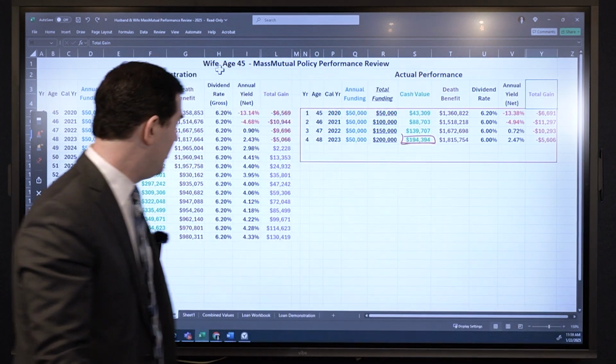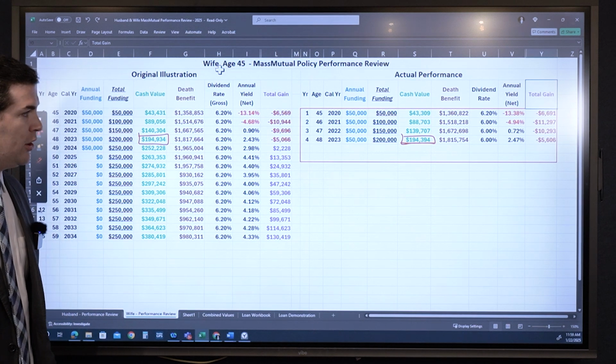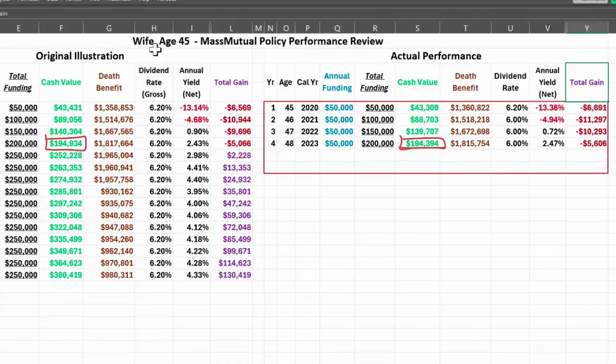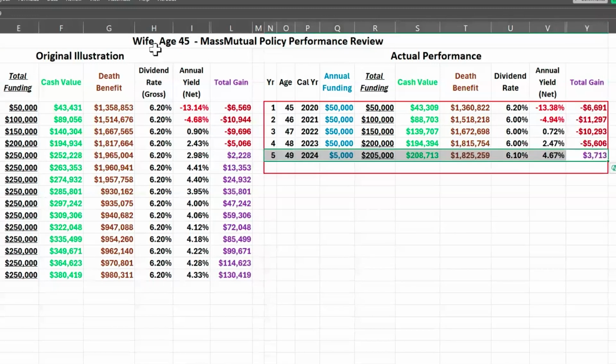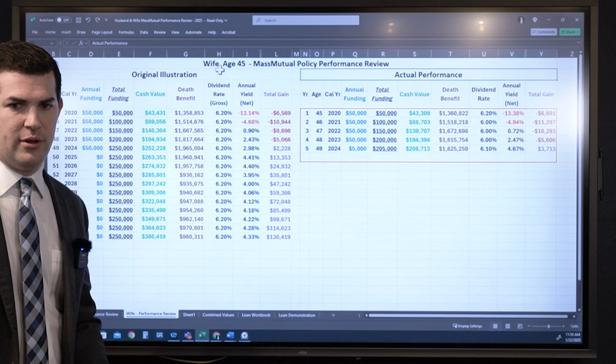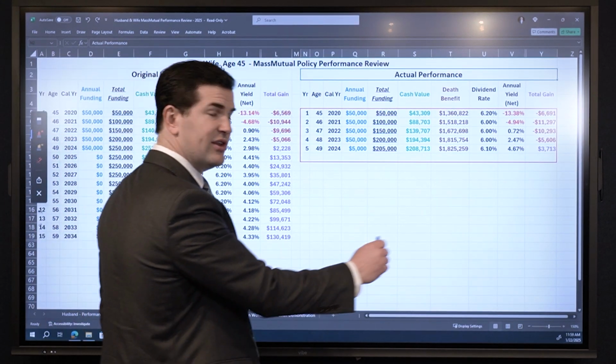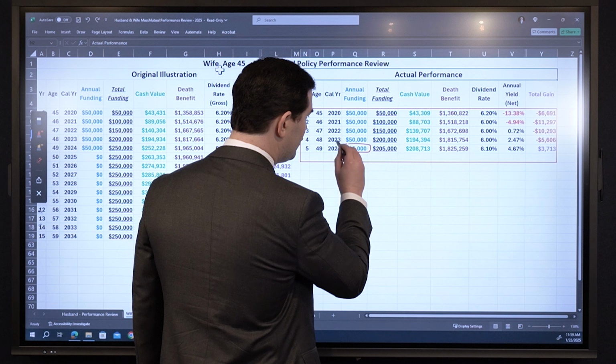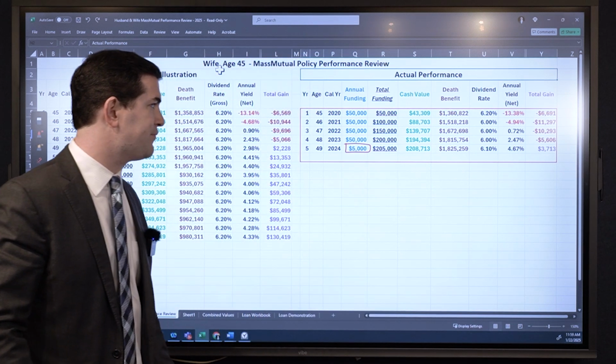So by the 4th year, it is almost right on par with what was originally projected, which is pretty cool, especially considering the dividend came down a little bit. Now, year 5, she didn't pay $50,000. Thought about it, discussed it, but thought it was best just to pay $5,000.